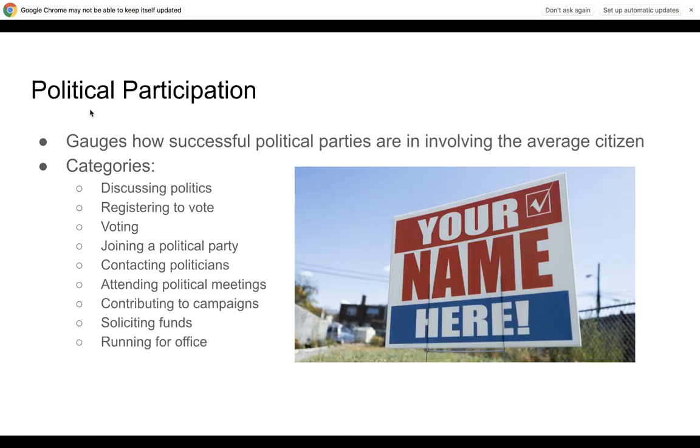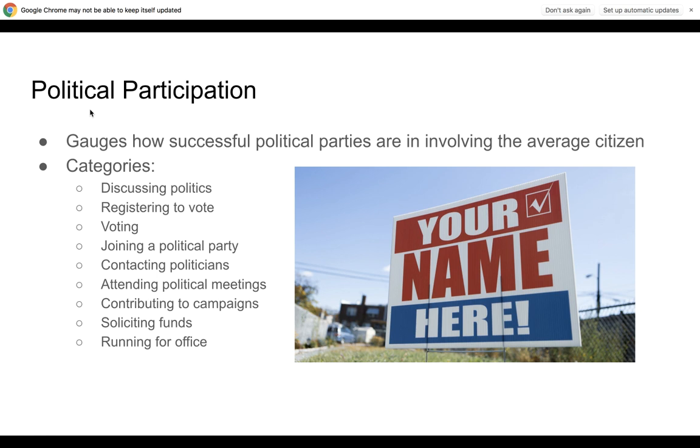All right. So let's talk first about political participation. What is political participation? It gauges how successful political parties are in involving the average citizen, and how the average citizen can get involved. These are the most conventional ways that we've discussed here.